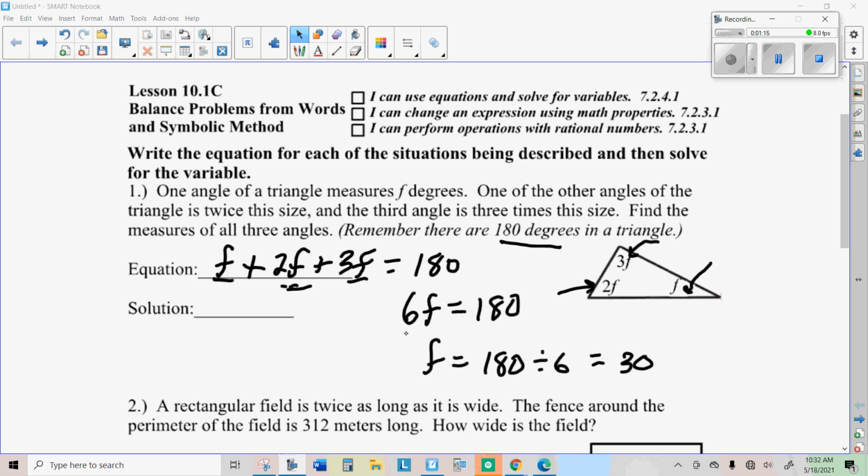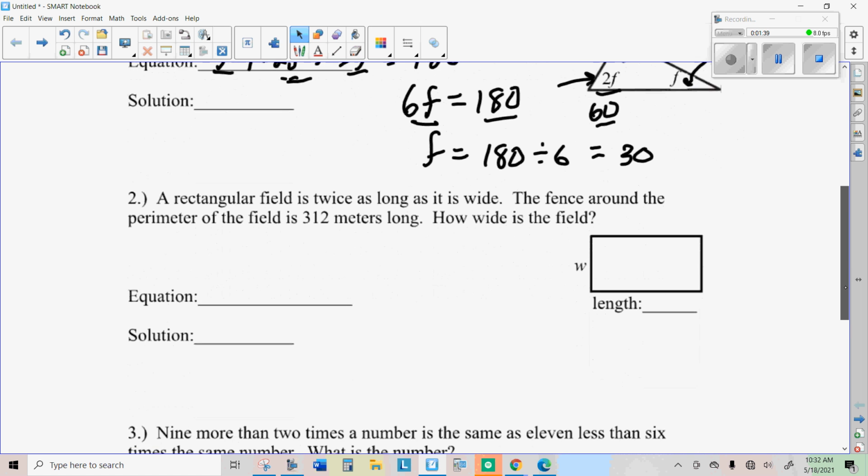Okay, so if you simplify that right, you got 6f equals 180. So 6 times some number is 180. Backtracking, 180 divided by 6 is 30. 30 is the smallest. This one's twice that, so 30 times 2 would be 60. And this one is 3 times the original, which would be 90. And notice that if you add 30 plus 60 plus 90, it equals 180.